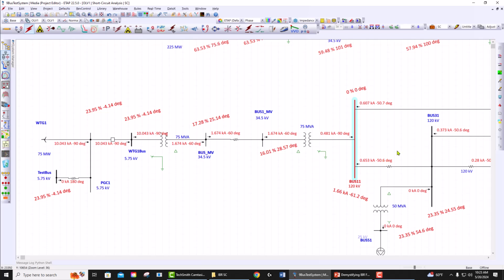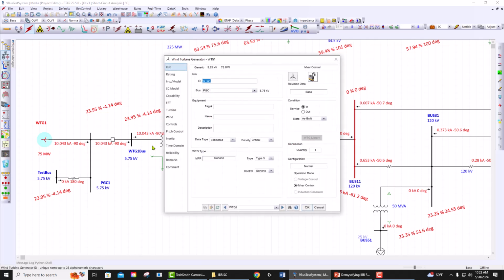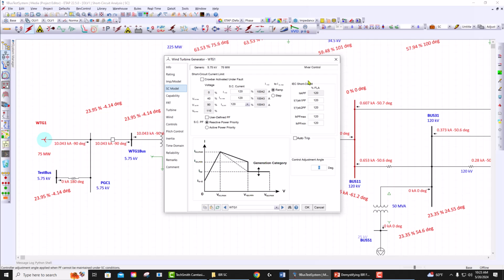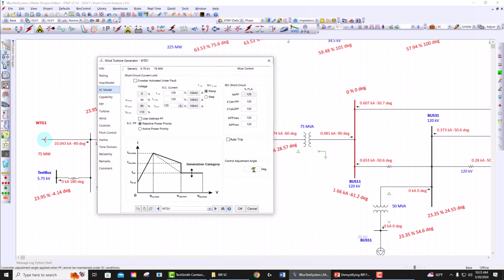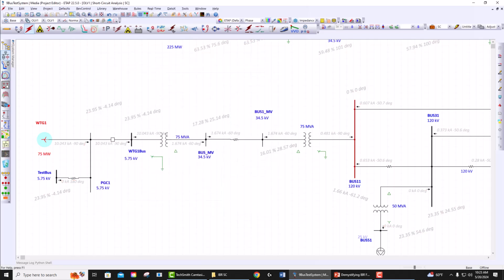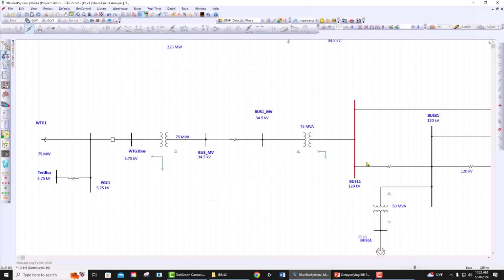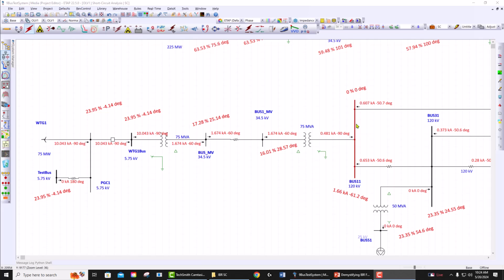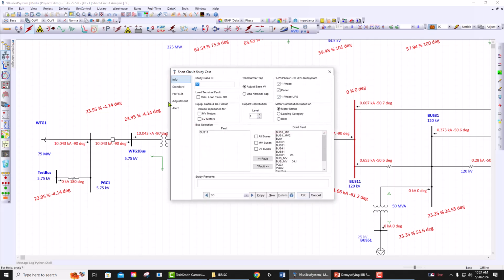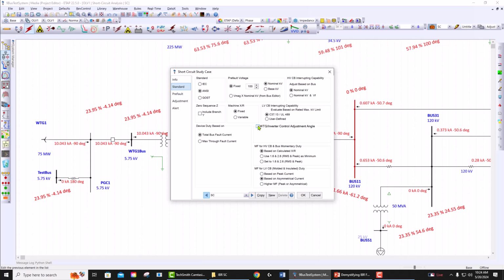Now, if you really want to get a worst case, you may say that if I go to this IBR and use this controller adjustment angle. So if I go here to this short circuit page, there's a parameter here, controller adjustment angle. If I put minus 20 degree here and press OK, and again run this max current here, you see that nothing happened.